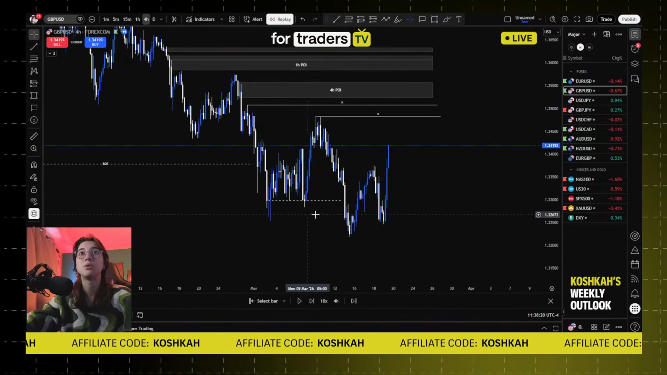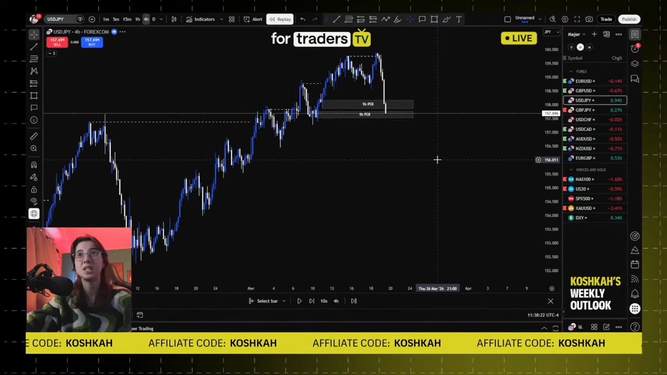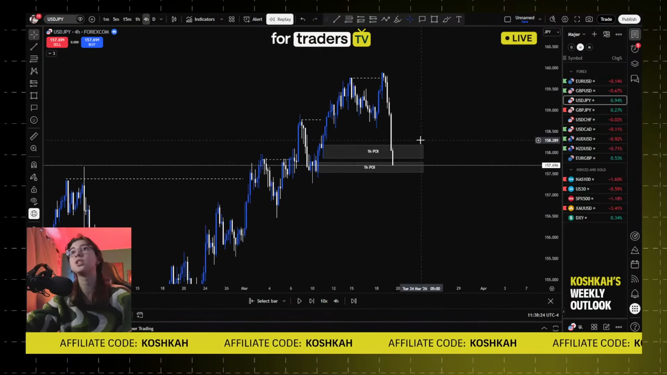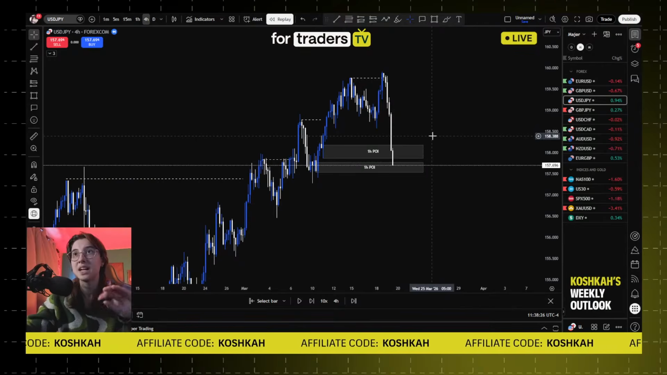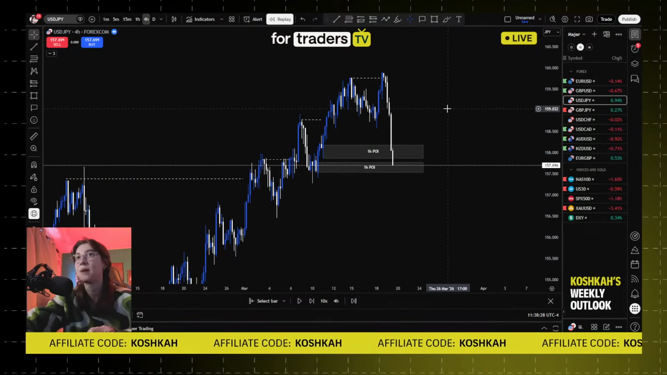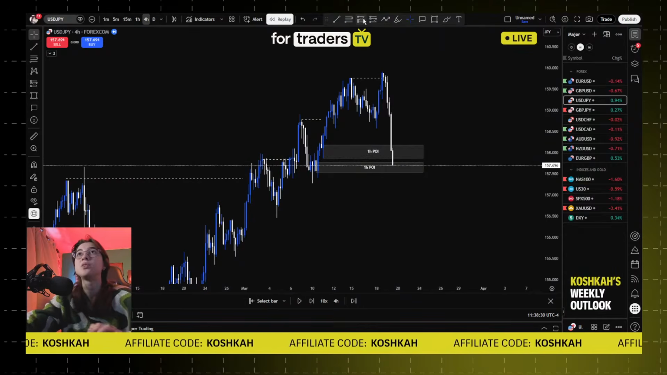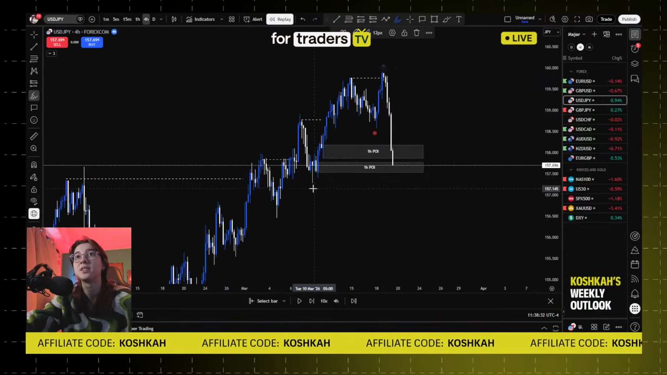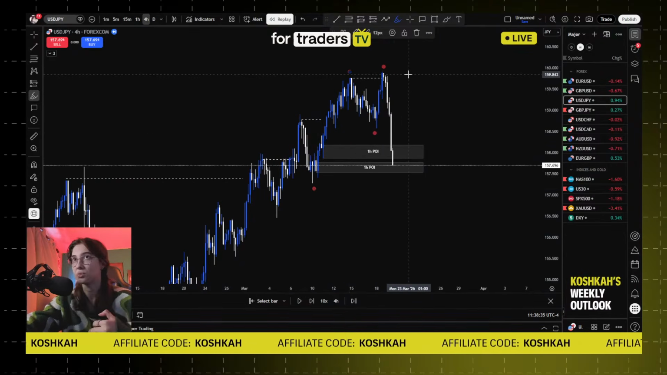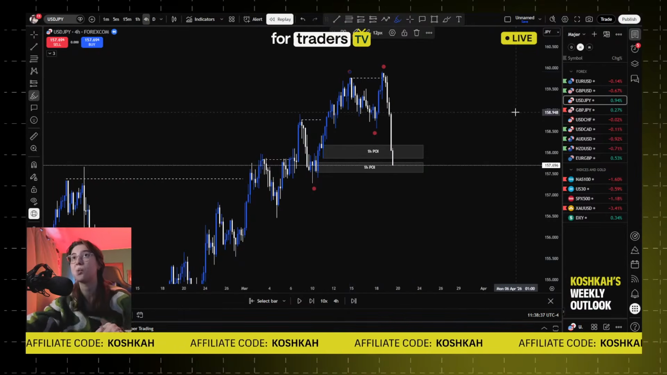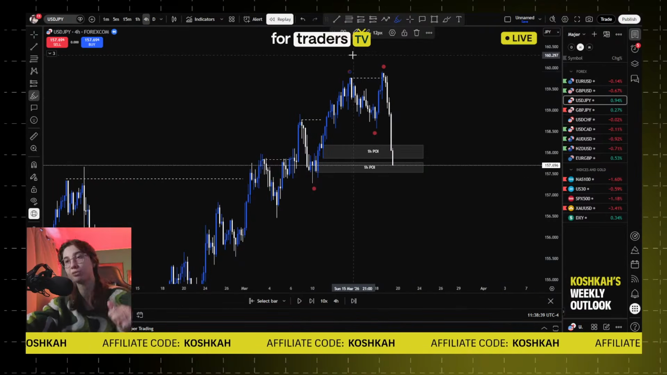Okay, so that's pretty much it for GBP USD. Let's go on USD JPY. So same thing, guys, right here. Let's see what happens. We had this range on USD JPY, and we had as well this previous range.